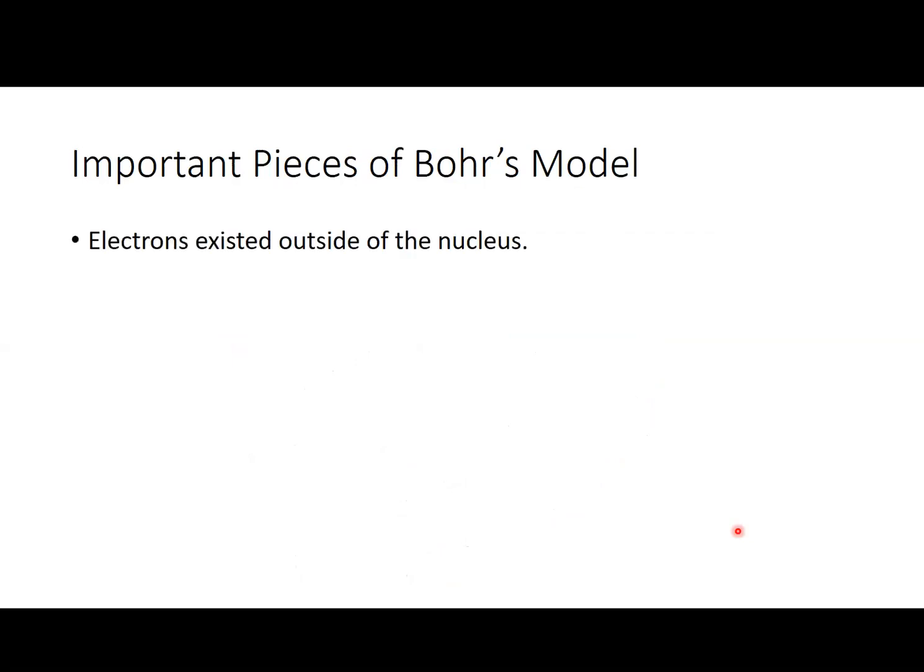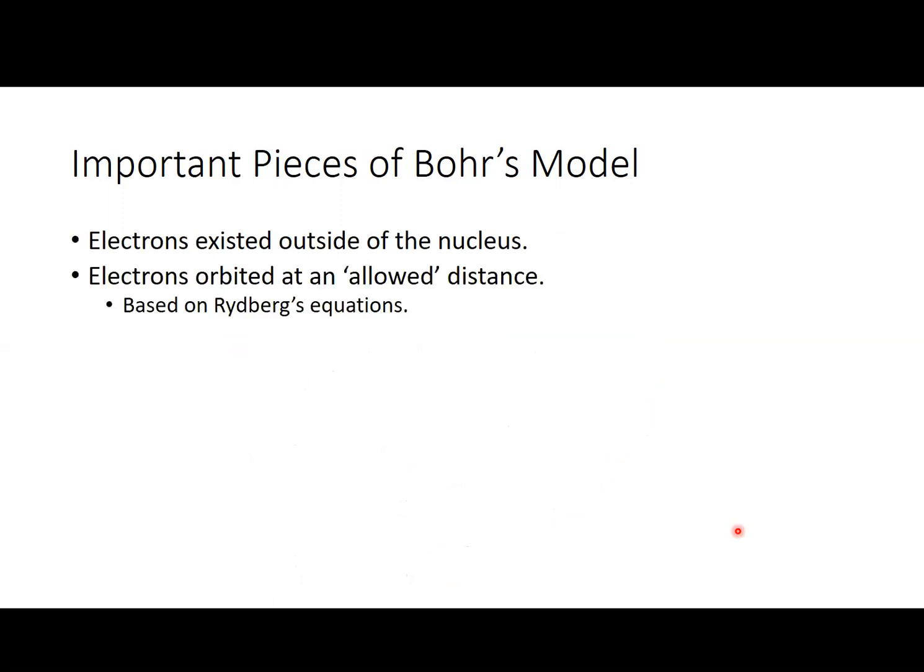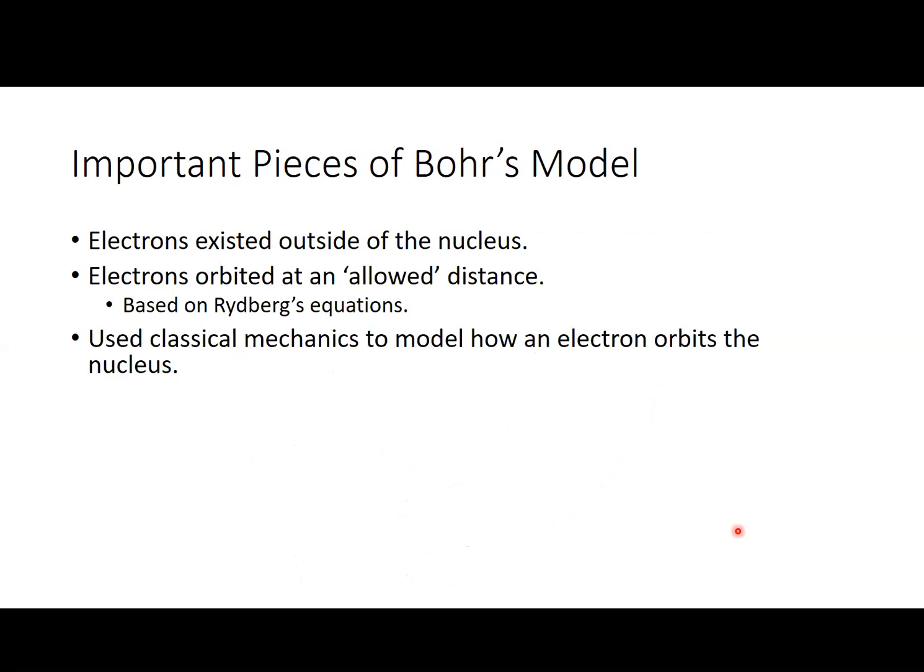So he postulated that electrons existed outside of the nucleus of the atom and that there were orbits at allowed distances, and he used another scientist named Rydberg. He used that guy's equations to figure out what those distances must be. And then he used classical mechanics to model how electrons orbit the nucleus, basically like planets orbiting the sun. So he used those kinds of mechanics to figure these things out.